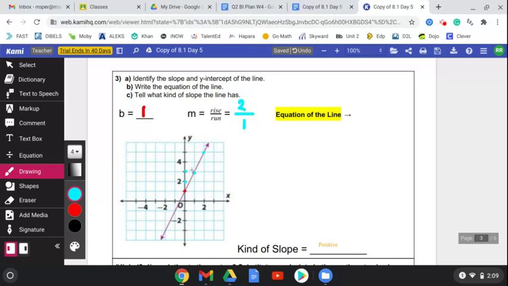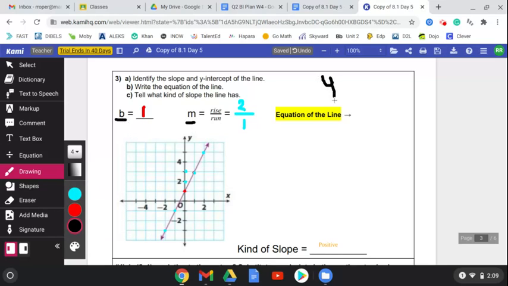Instead of going up and to the right, I can go down and to the left, and I should still be on the line. So from my b, down 2, left 1 on the line. Down 2, left 1 on the line, right? So up and to the right is the same thing as down and to the left. Okay, so I have my two pieces of information that I need. I got m and I got b.